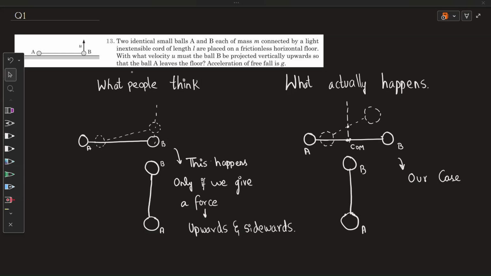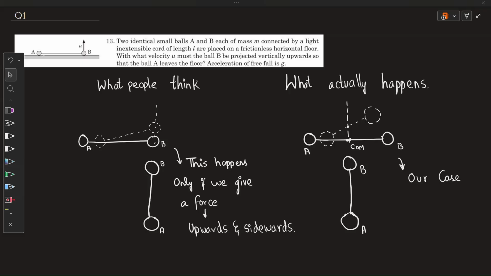Okay, let's read question number one. Two identical small balls, A and B, each of mass m, connected by a light inextensible cord of length L, are placed on a frictionless horizontal floor. With what velocity u must the ball B be projected vertically upward so that the ball A leaves the floor? Acceleration of free fall is g.